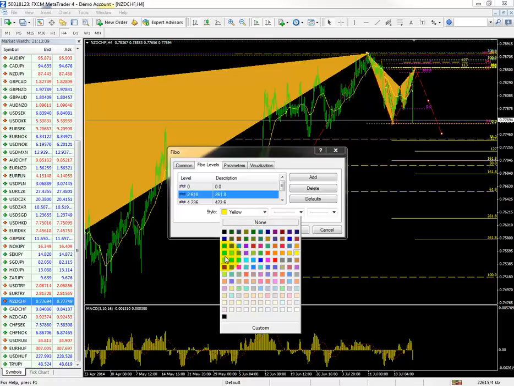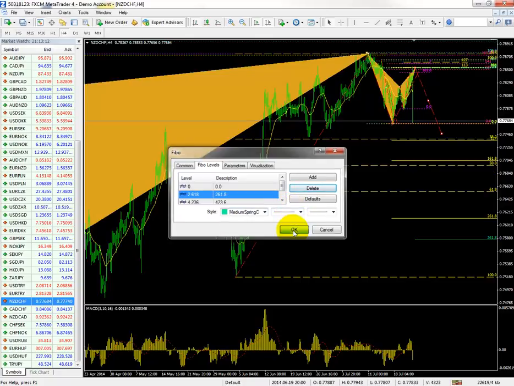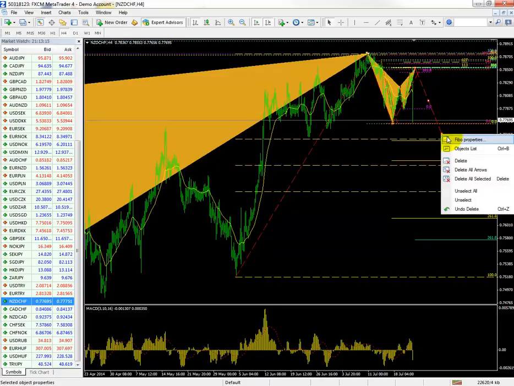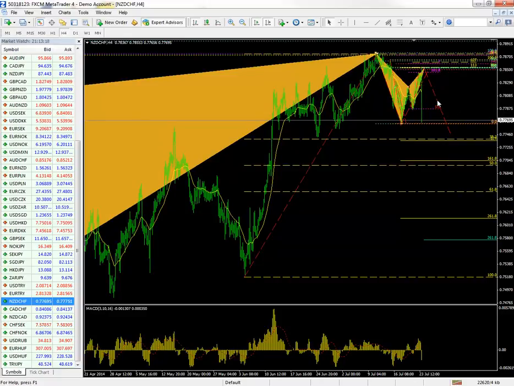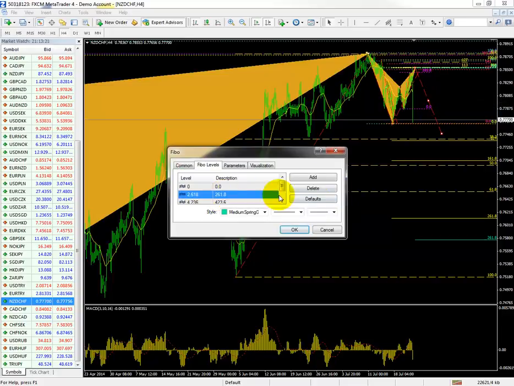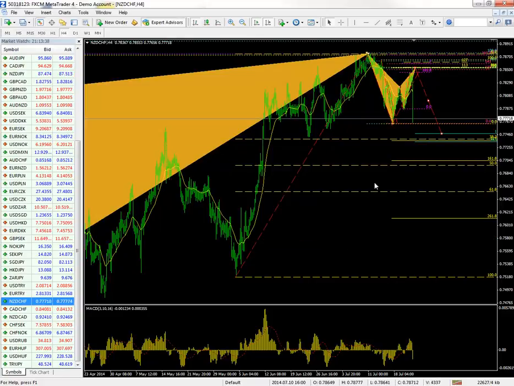Okay, and we're going to say use blue. We'll try that again. 0.0, 1, and then we'll go 1.13. Let's see where that lines up. Okay. So what I did was I took the market high to market low on this swing, and now I'm projecting this down, a measured move as we discussed before.